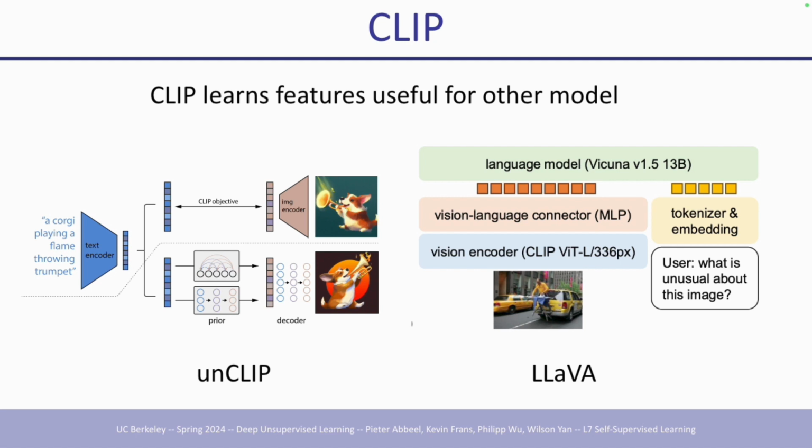Cool. In addition to its usefulness in zero-shot classification, it can be a very useful feature for downstream models. We saw earlier in unCLIP that you can use the pre-trained text encoder to get text features that we can then condition on for image generation. And we see a lot of VLMs today, vision language models, will use a pre-trained CLIP model to encode the image into some number of tokens, which is then passed into the language model. So these features are useful in other settings as well.